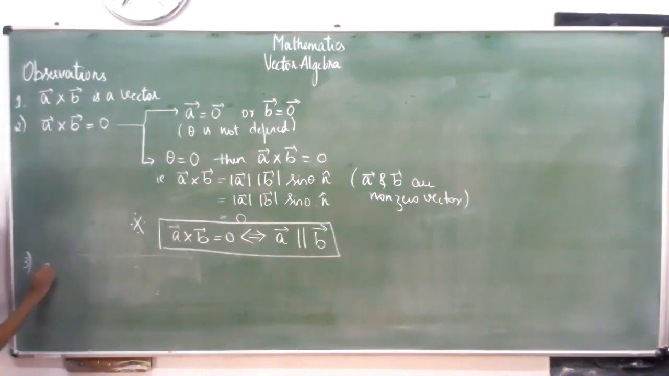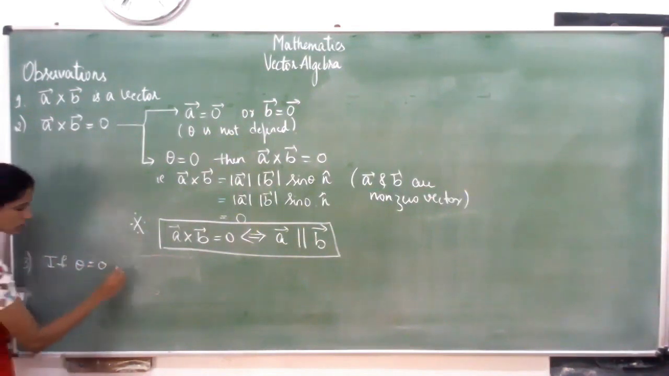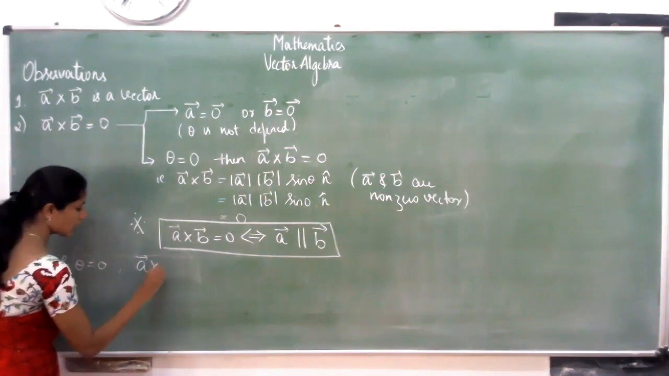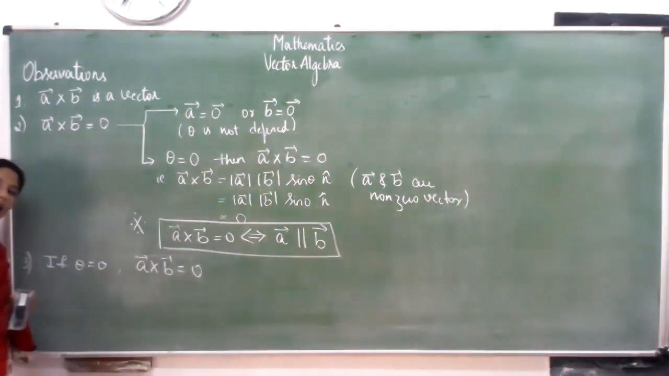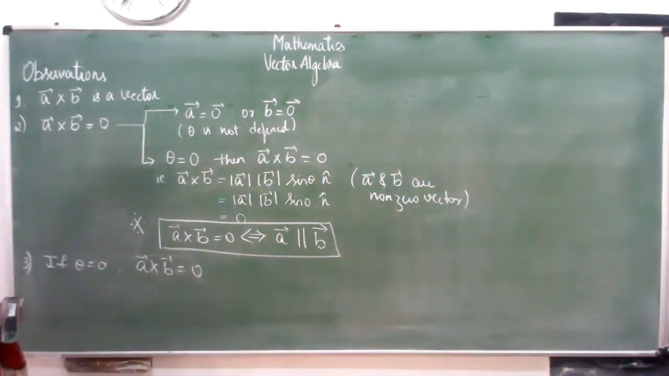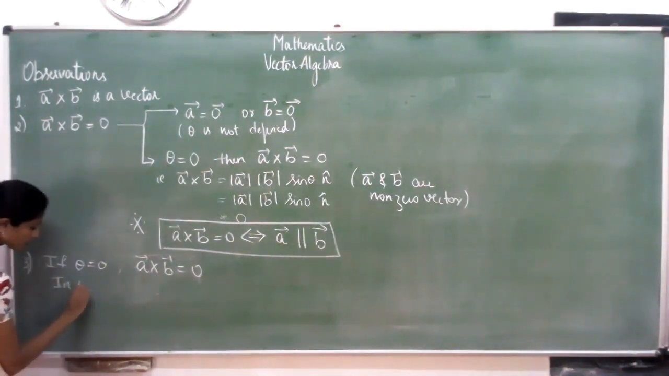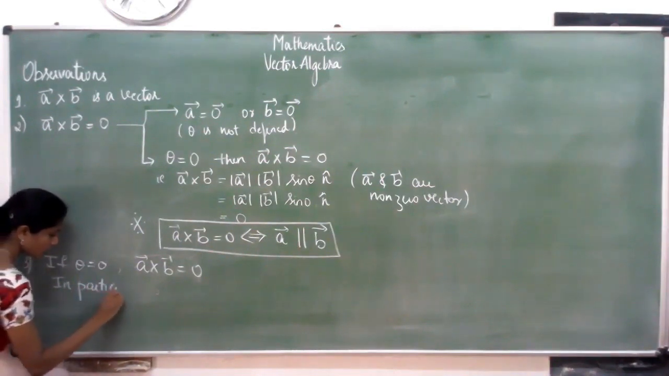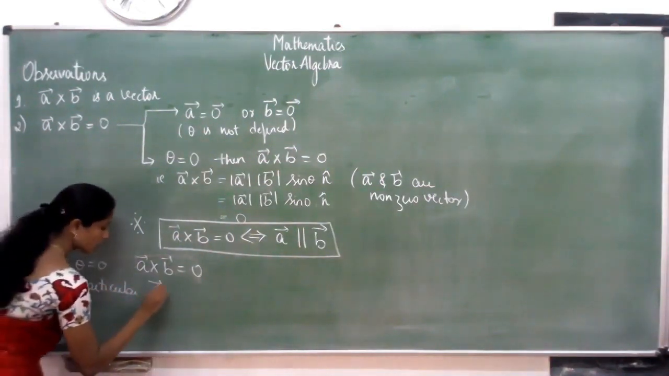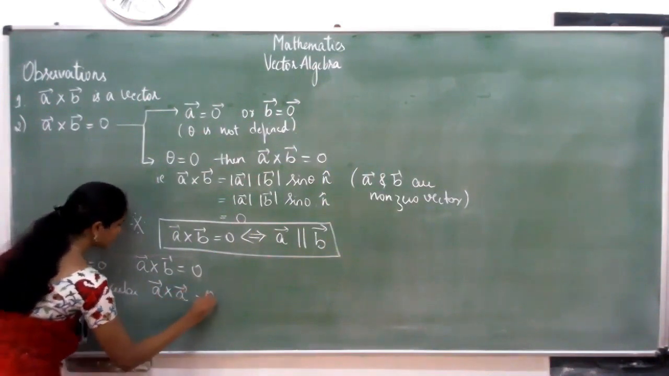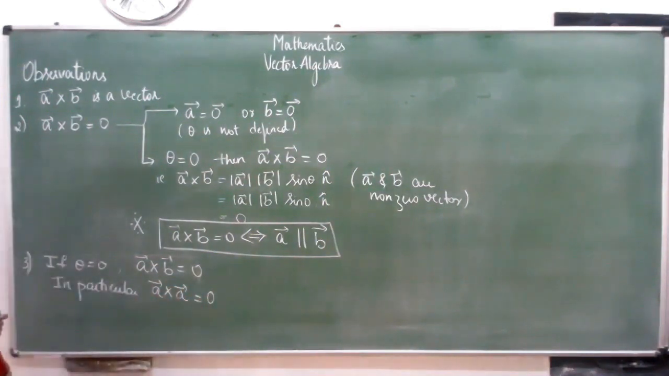In the next observation, we have just now seen that if theta is equal to 0, then we get vector A cross vector B as equal to 0, because these two are parallel vectors. In particular, A cross A will be equal to 0 again. Even A cross A will be equal to 0.